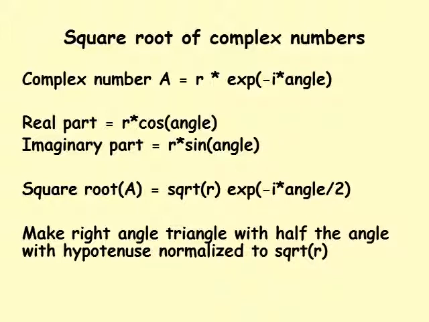So we will try to make a right angle triangle with half the angle, where the hypotenuse is equal to the square root of r, what we need. The real part of the answer would be the base, and the imaginary part of the answer would be the height of the triangle we make now. Okay?